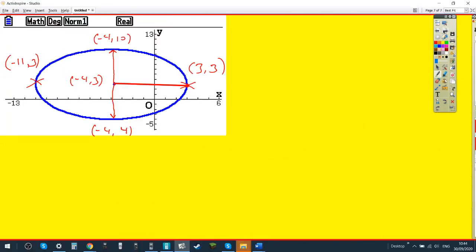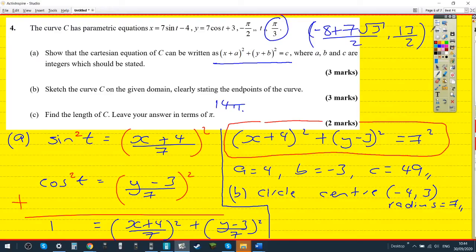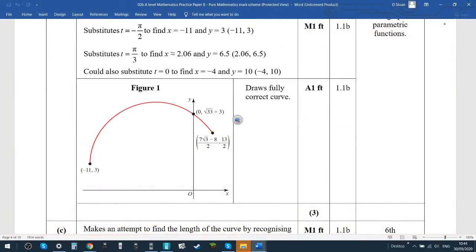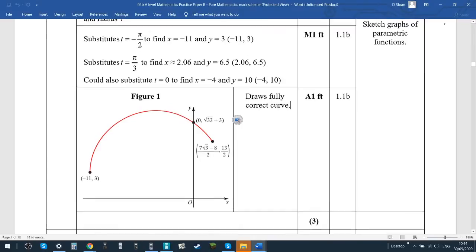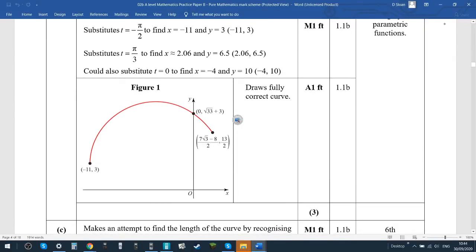So our circle actually only goes from there to there. Okay. So it's only part of a circle. And you have to find the circumference, like the arc length of this bit. How do you find the length of an arc? R theta. R theta, yep.